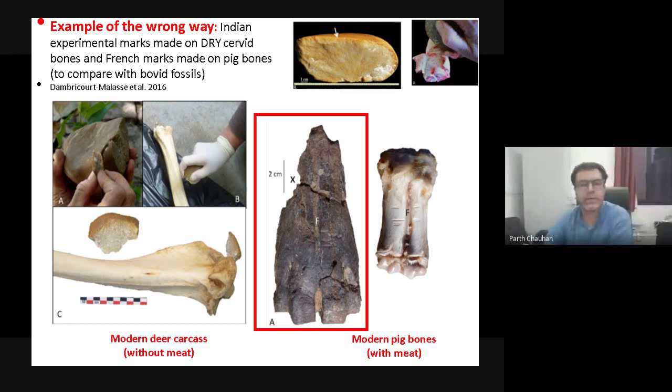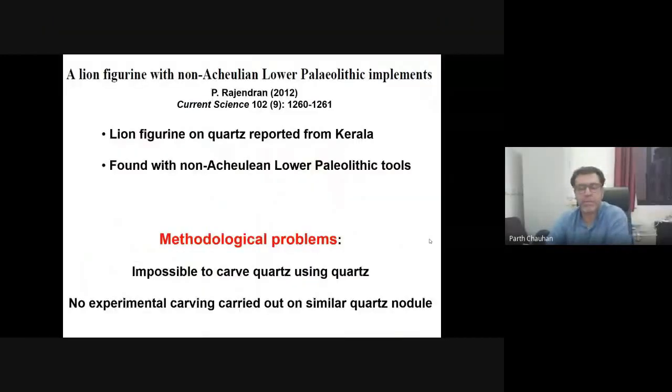And then an example of where experimental archaeology could have been done: there was a lion figurine, an alleged lion figurine, reported from Kerala, made on quartz. And this was supposed to have been found with non-Acheulean Lower Paleolithic tools. So just core and flake tools, or chopping tools.